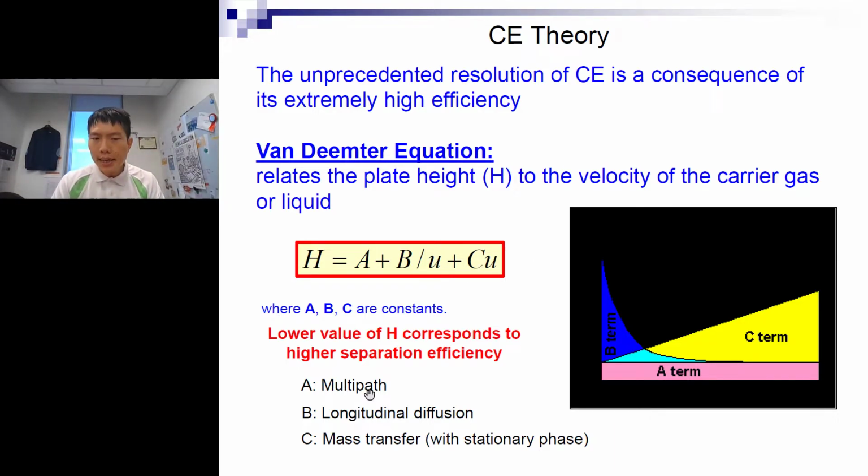Now, A is about having a multi-pathway for the analyte to move in a column. An HPLC column is very wide, so you have different ways of dodging the stationary phase and passing through. Then B is the longitudinal diffusion. You have some sideways diffusion or movement, and C is the mass transfer with the stationary phase. So if you want to lower the plate height, which means you have more plates, you will increase the efficiency. So how do you do that?